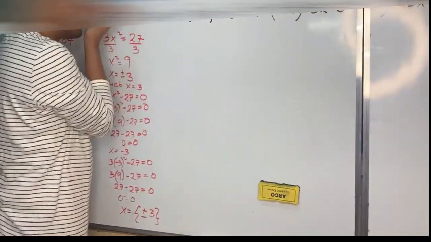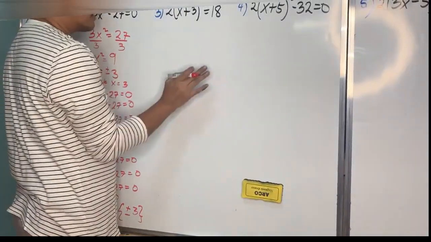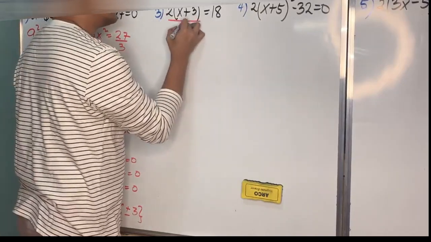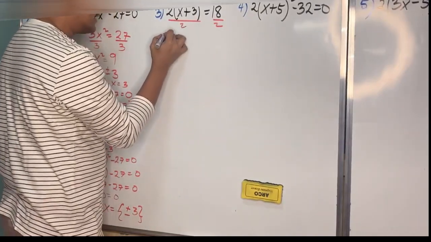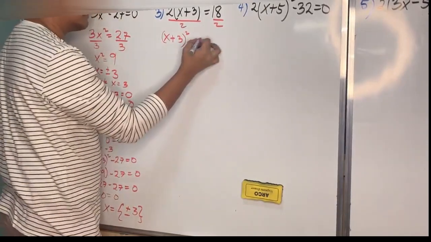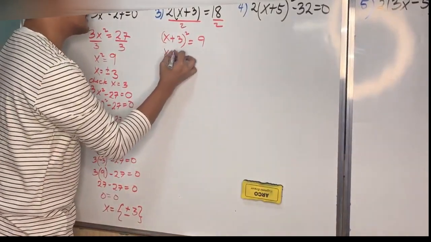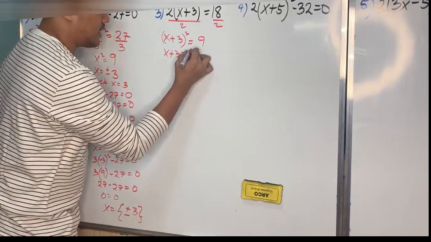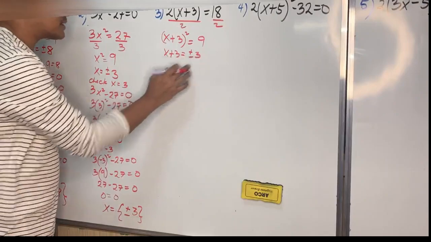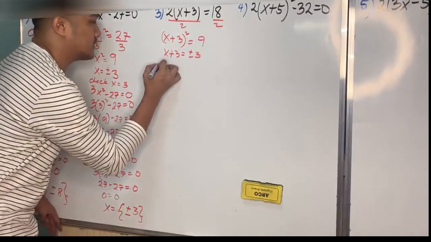Number 3. So, isolate the quadratic term. Yung coefficient niya, i-divide natin ng 2. Kaya magiging x plus 3 squared is equal to 9. Square root ng 9. X plus 3 is equal to positive, negative 3. Solve for x in terms of positive 3. Tapos yung isa naman, negative 3 with respect to negative 3.